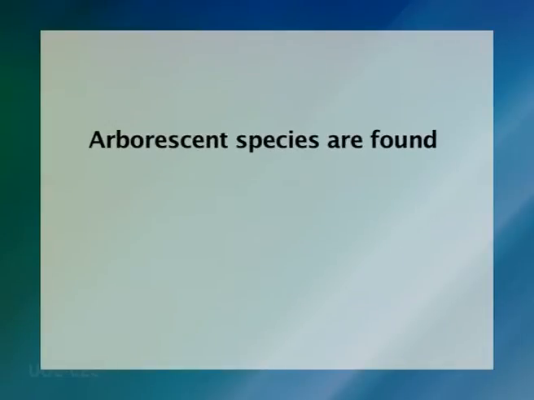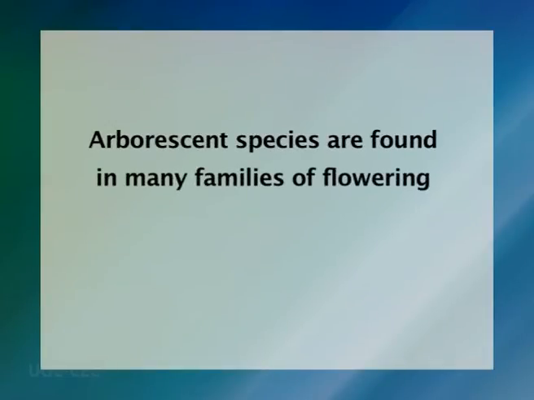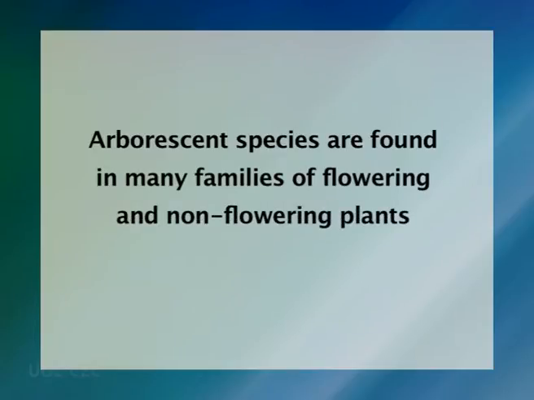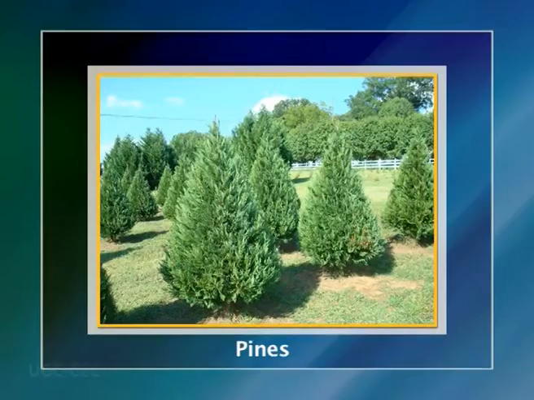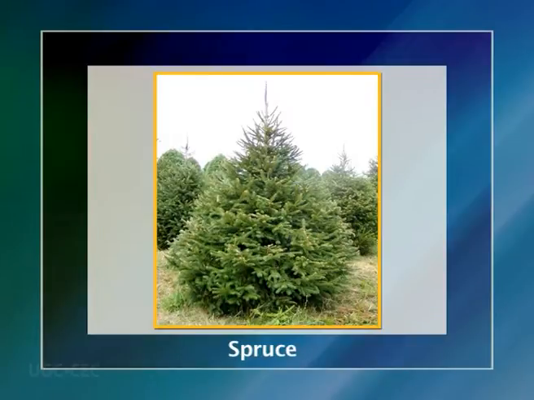Dear students, as stated earlier, arborescence species or woody species or tree-like species are found in many families of flowering and non-flowering plants. Gigantic, tall and branched dicot tree species such as chinar, as we have here around, the Platanus orientalis, oak, maple, and gymnosperm trees like pines, fir, and spruce are spectacular sights not only in our Kashmir Himalayan region but in other regions of the world, including North America and Europe as well.